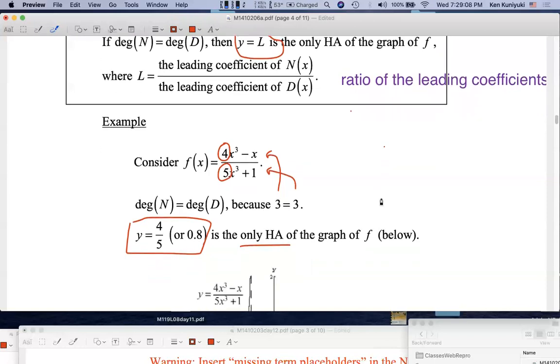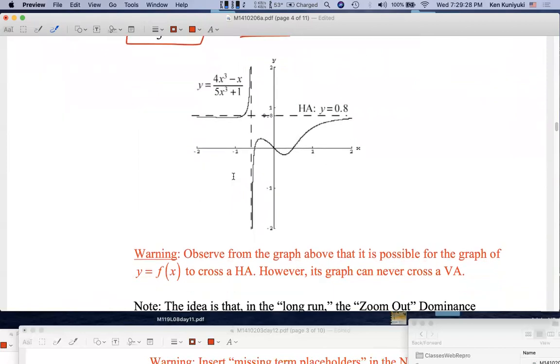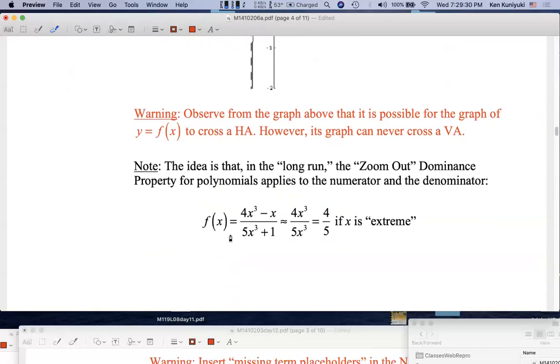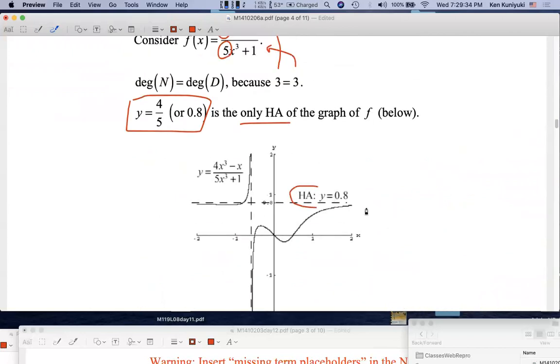Now, why does that make sense? By the way, here's a graph, y equals 4/5 or 0.8. This graph approaches the line in the long run. Notice this graph touches the HA, that's legal. This graph touches and even crosses over the HA, that is legal. Now, why does it make sense that y equals 4/5 is an HA?